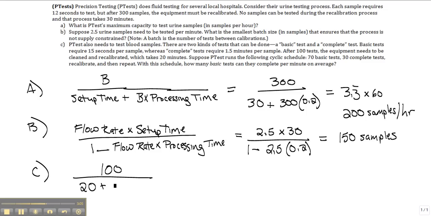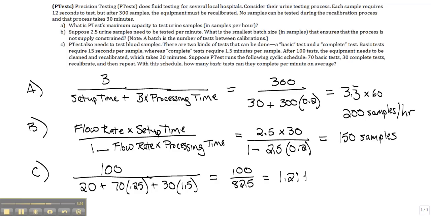So it would be 20 plus 70 times 0.25 minutes, or 15 seconds, plus 30 times 1.5 minutes. When we solve this, we get an answer of 100 over 82.5, or about 1.21 tests per minute.